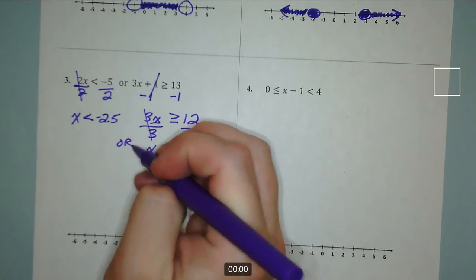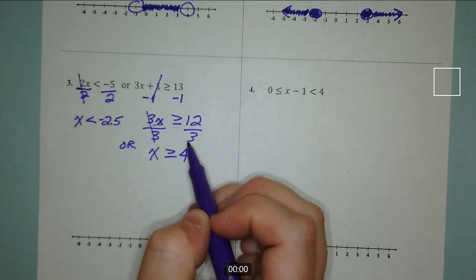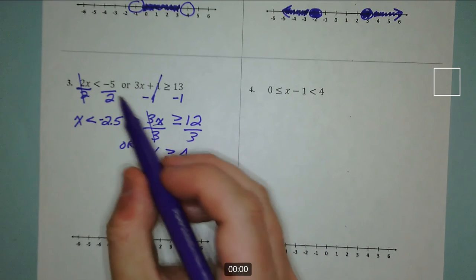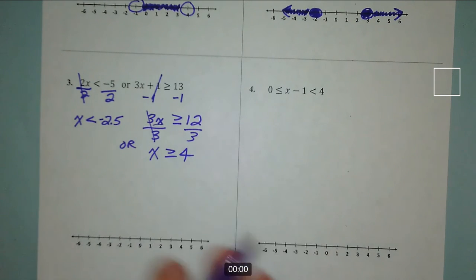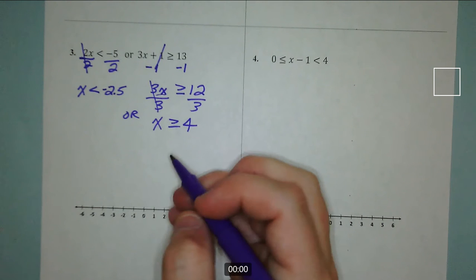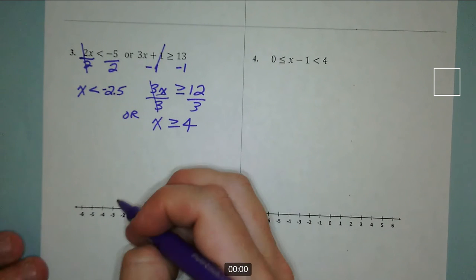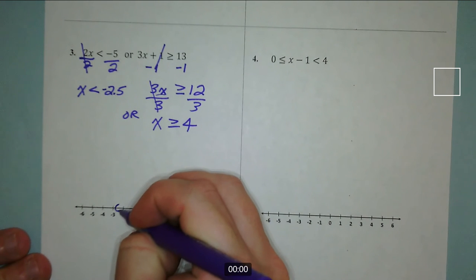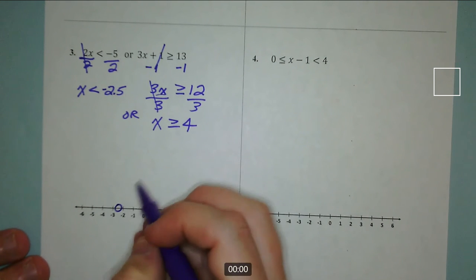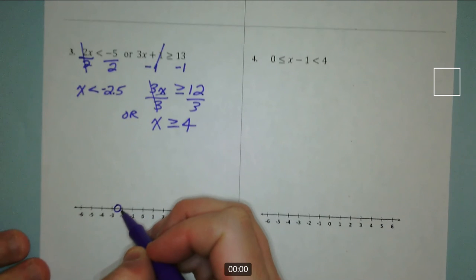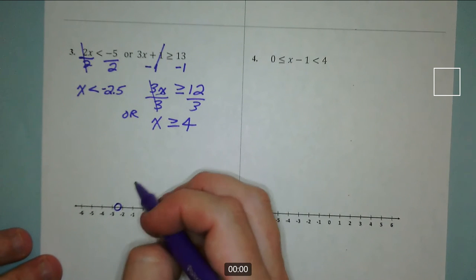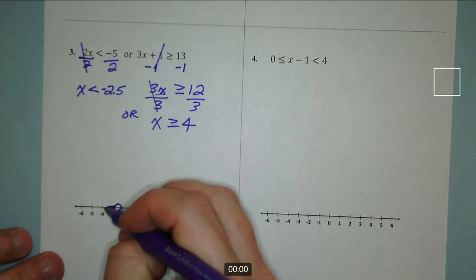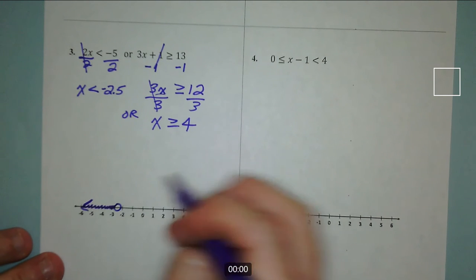And the word is or, right? So I'm going to expect that these two graphs are going to run away from each other. Let's see what happens. x is less than -2.5. That's like right there. William, should I color in this circle? No. Very good. And then it's a less than, so we're shading that way.